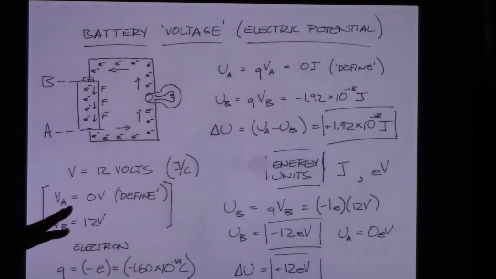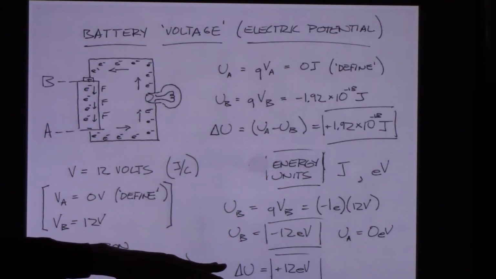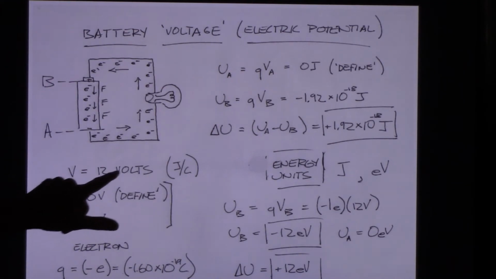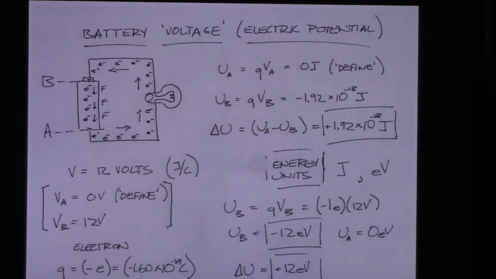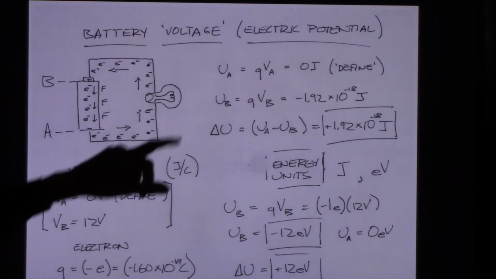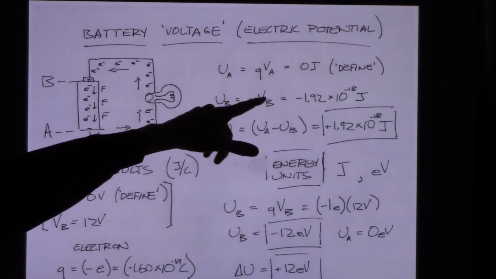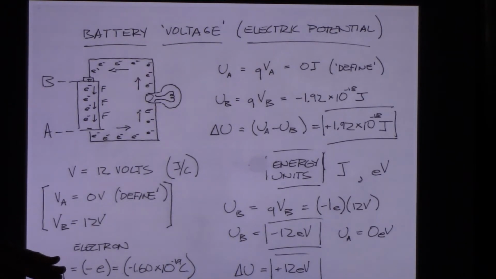So using what we've talked about with potential energy and potential, if I have a battery with an electric potential of 12 volts, then what we can do is define one of the terminals. I'll define the negative terminal to be 0 and the positive terminal to be 12 volts. Well, an electron has a charge of negative e, minus 1.6 times 10 to the minus 19 coulombs. That says that the electron starting off at the negative terminal, we're going to define that as 0 joules.